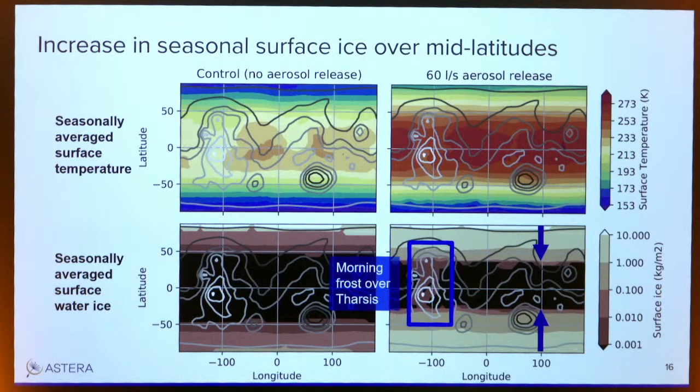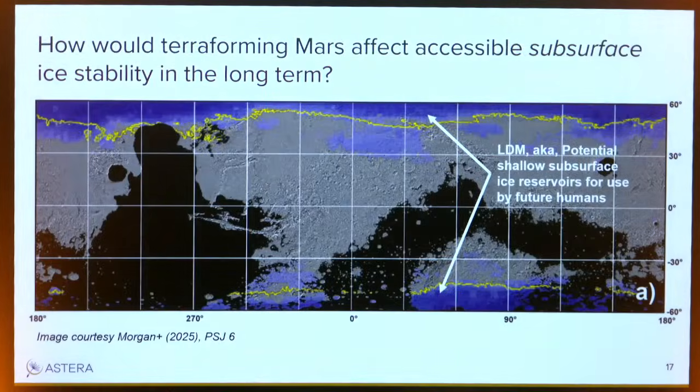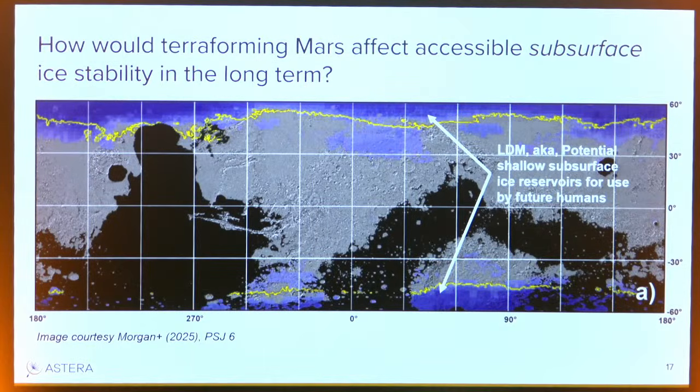And so what we actually get, like with the high obliquity models that were talked about yesterday, is an increase in seasonal surface ice. In the mid-latitudes, we get a very large amount of surface ice formation in winter, which does retreat in summer, but we still have permanent water ice caps that remain. So how would the warming of Mars actually affect the accessible subsurface ice stability?